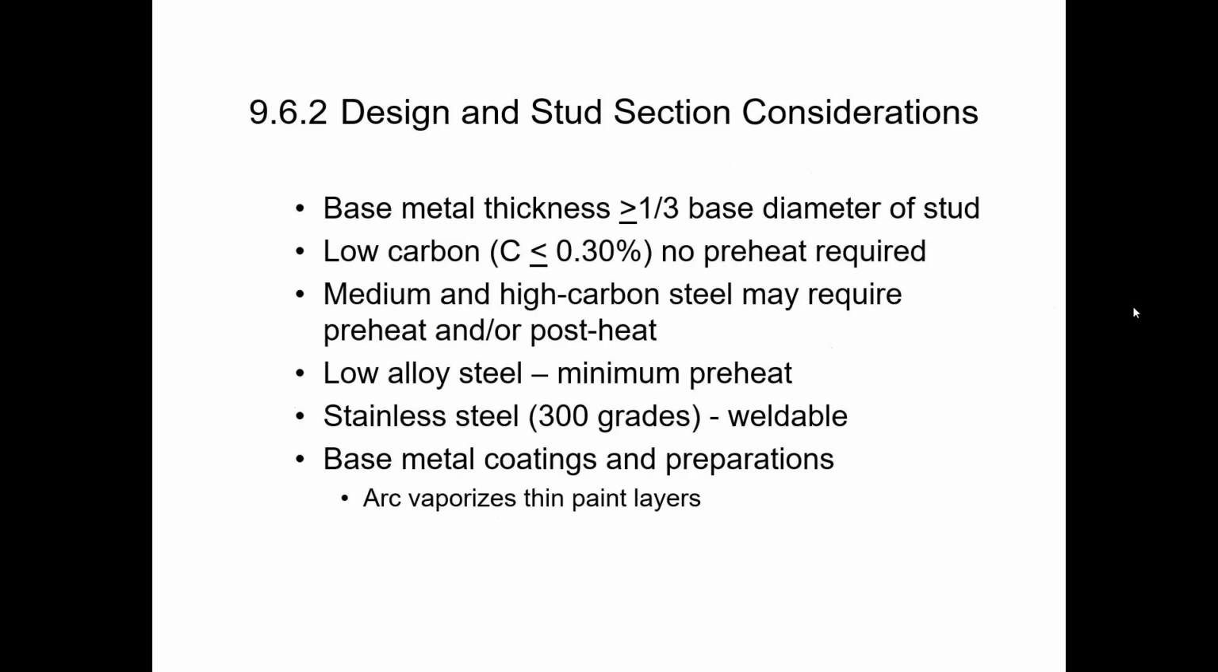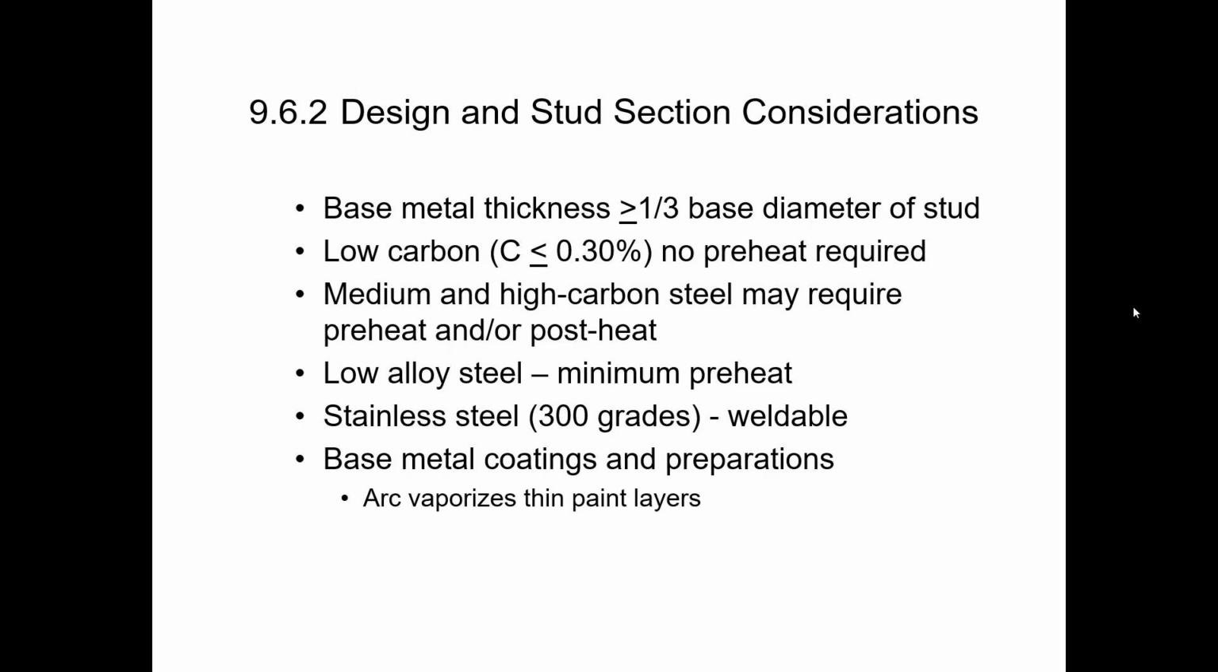So that's the sequence. There's a few things that you need to know about. There are some limits on the base metal thickness. The base metal thickness has to be greater than or equal to 1/3 the diameter of the stud. And you can hopefully understand why.